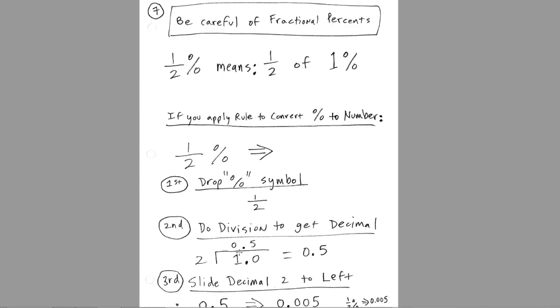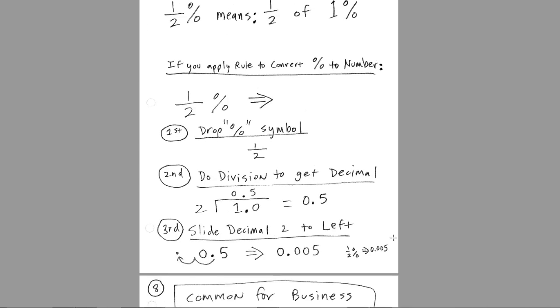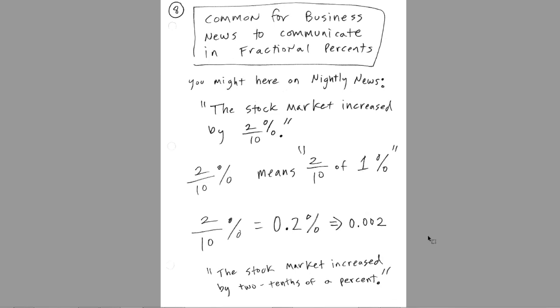That's just the starting point. That's just the decimal. Now we need to slide. So we put a 0 there, even though it's empty when we slid the decimal, and we're left with 0.005. Next page.